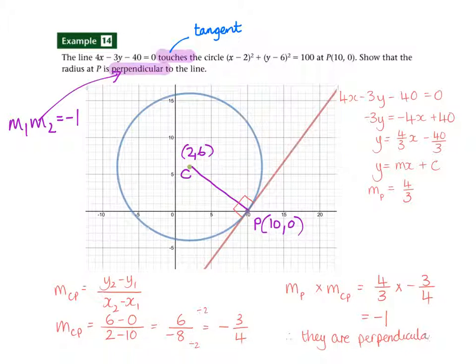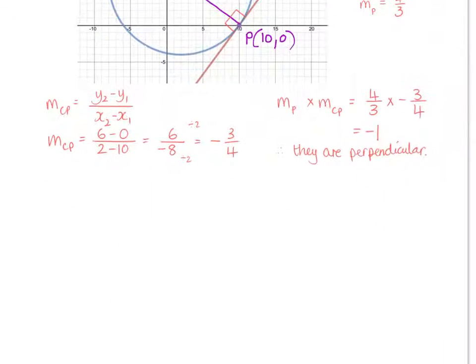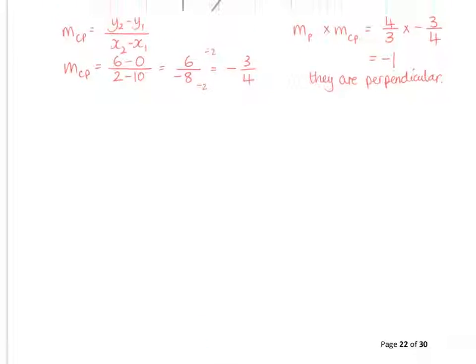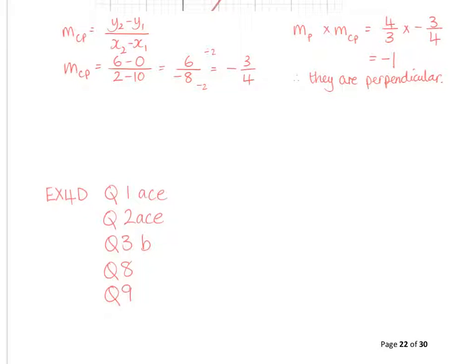And I think the secret to this is actually drawing a sketch of some sort, but try and draw an accurate sketch, and it does help you tremendously. So we should be able to move on, and the questions that I'd like you to do are on exercise 4D, question 1, A-C and E, 2, A-C and E, 3B, 8 and 9. Now I've put this in a different order.